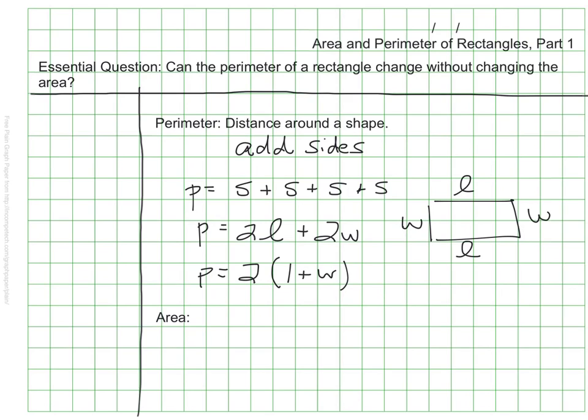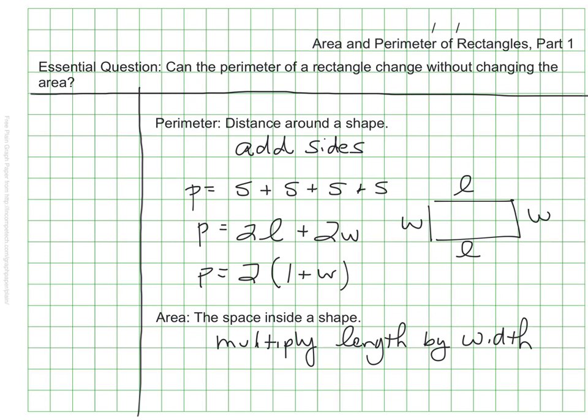On the other hand, area is the space inside a shape. For rectangles, we can calculate this by simply multiplying the length by the width. You'll often see this recorded as area equals the length times the width, or sometimes as area is the base times the height. Both work.